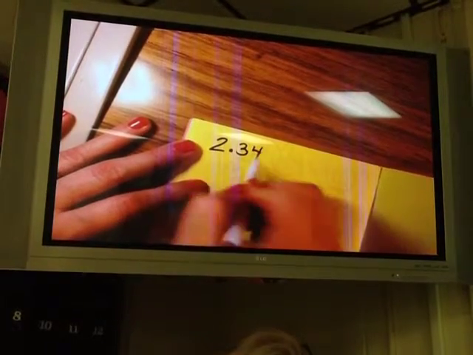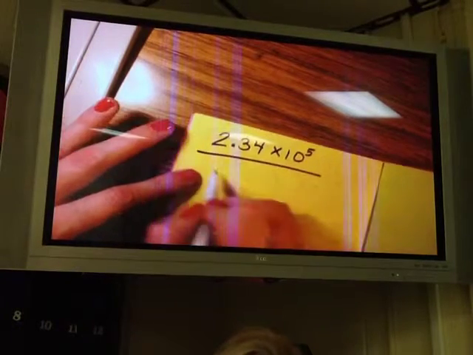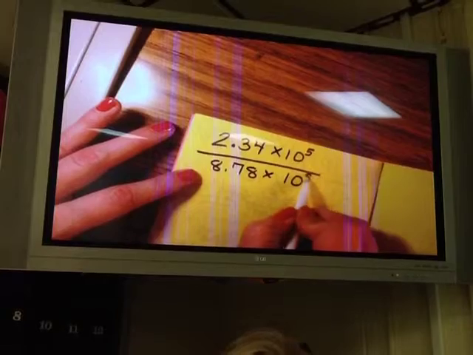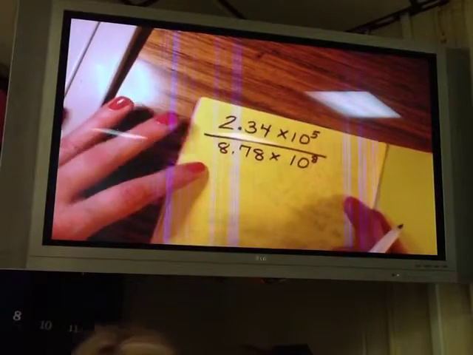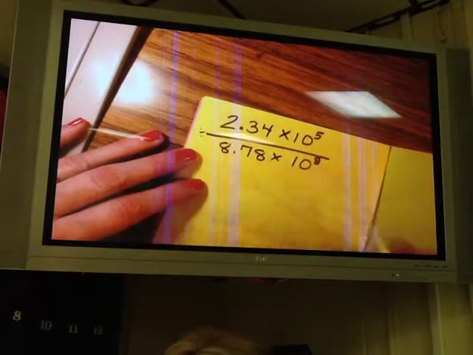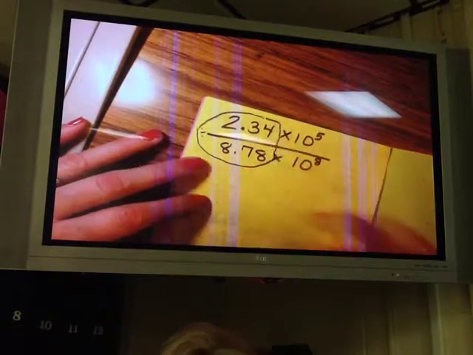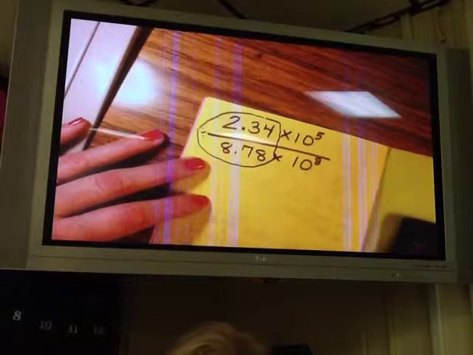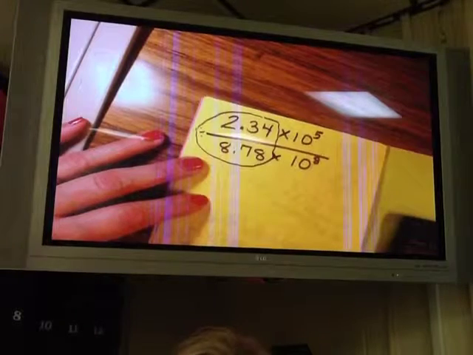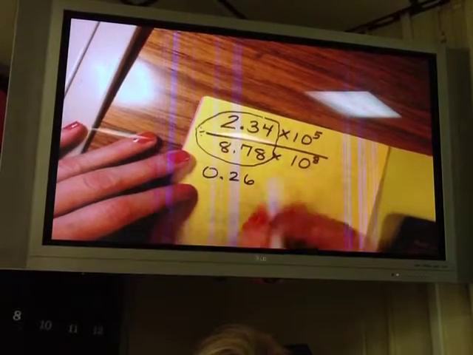2.34 times 10 to the 5th divided by 8.78 times 10 to the 8th. Okay, first thing, it's a division problem. I know it's division because of that fraction bar. Let's go ahead and divide our constants. Type that in your calculator. Round it if necessary. Okay, I have 0.267 rounded.